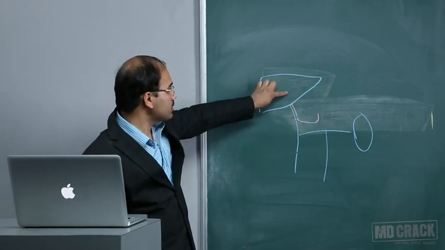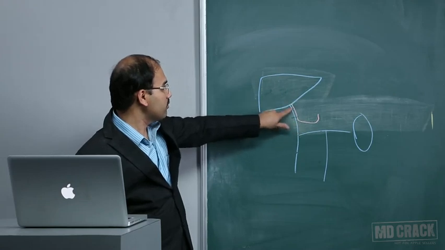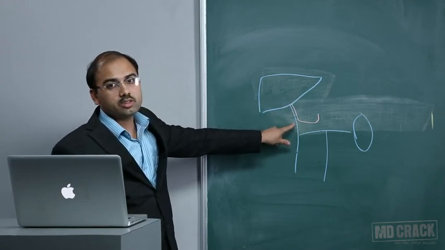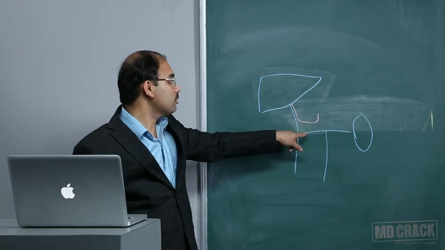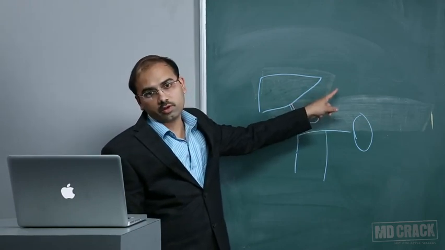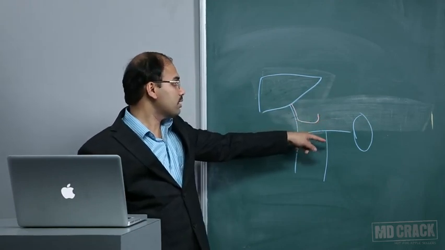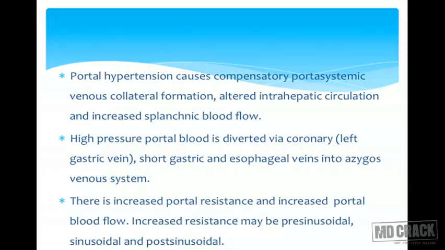Suppose there is an obstruction here, so pressure in the system will increase. Whenever there is pressure increase in the system, it will obviously try to go away through different channels. So there will be collaterals at various places. So increased resistance can be pre-sinusoidal over here, sinusoidal in the liver, or post-sinusoidal after the liver.